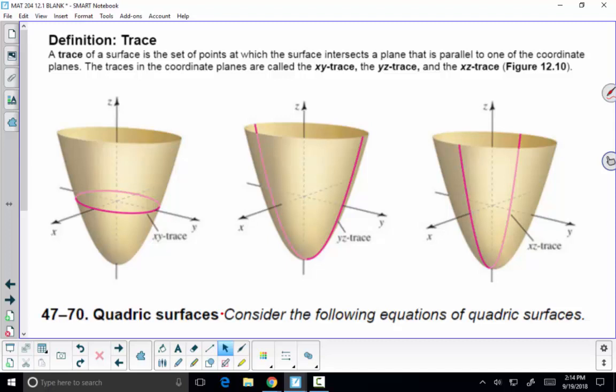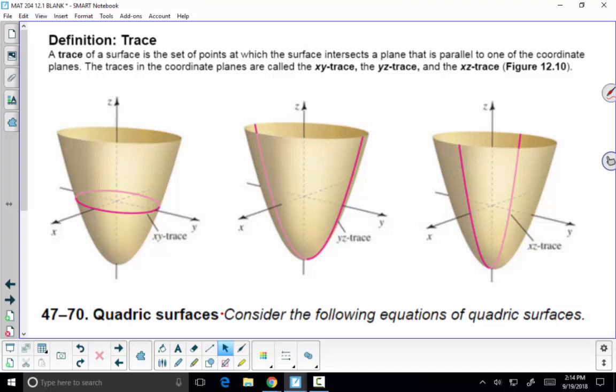So what we're going to do is categorize our 6 quadric surfaces, but then we're going to look at these things called the traces, because if somebody throws you an equation and says it's a quadric surface, you need to be able to identify which quadric surface it is. And the way that we do that is through traces.